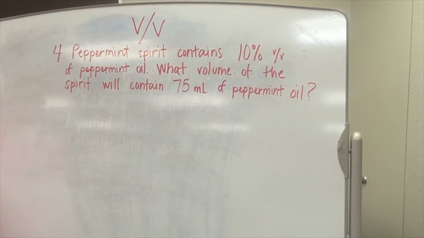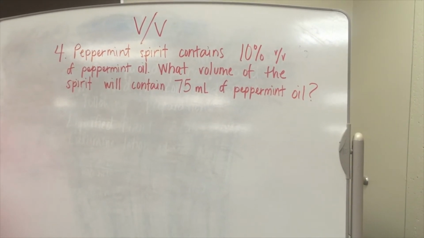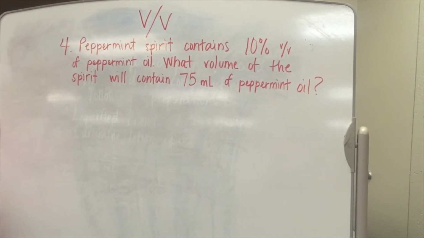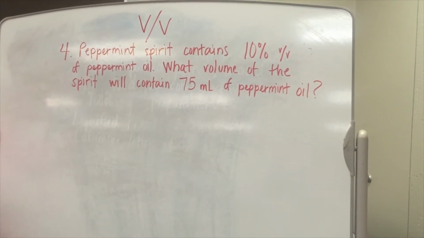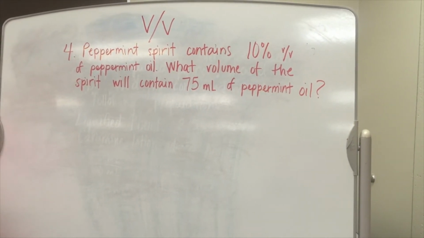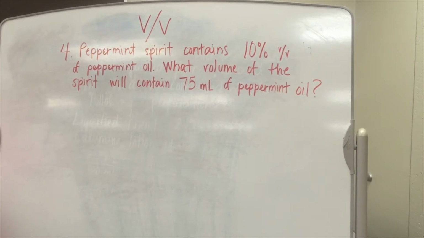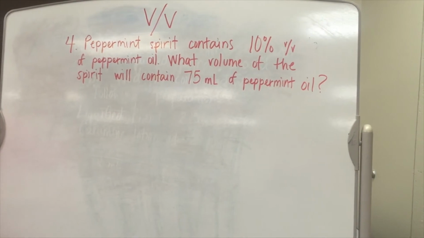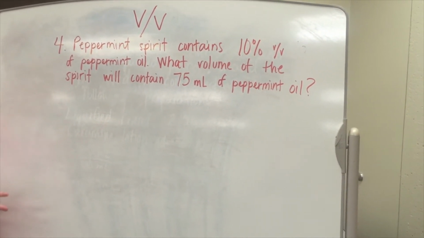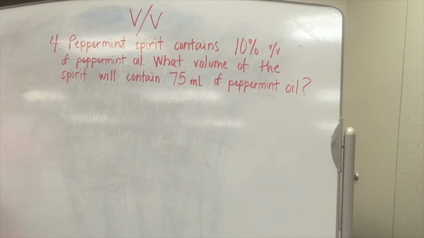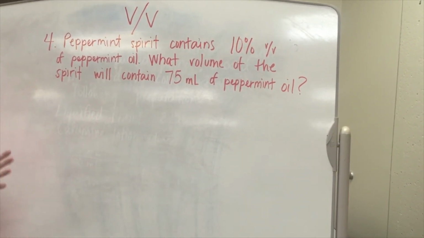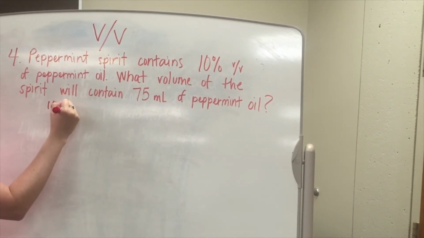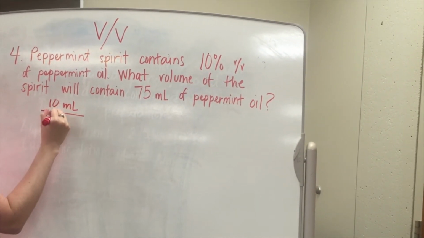So our fourth example problem is again a volume in volume equation. The problem reads, peppermint spirit contains 10% volume in volume of peppermint oil. What volume of the spirit will contain 75 milliliters of peppermint oil? So once again, we're going to be using our steps that we laid out to solve the problem. So first of all, what we want to do is write down our givens. So in this particular problem, we're given our percentage in volume per volume. So 10% is going to be 10 milliliters in 100 milliliters.